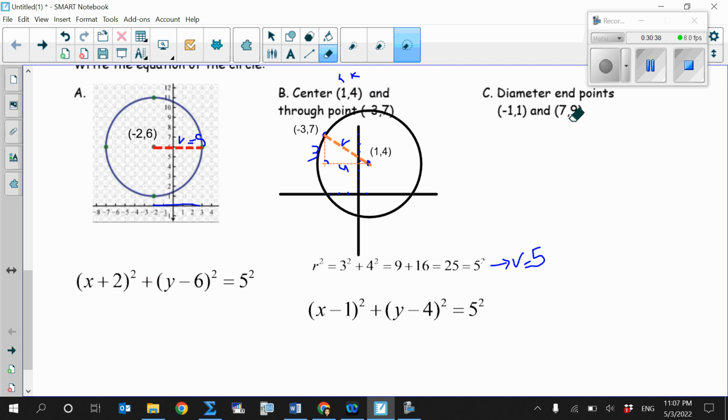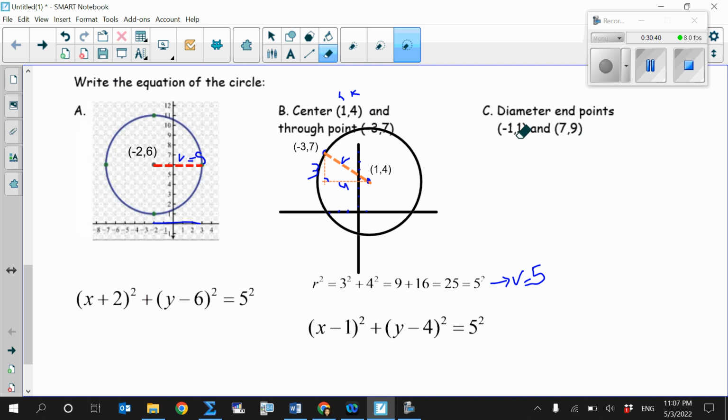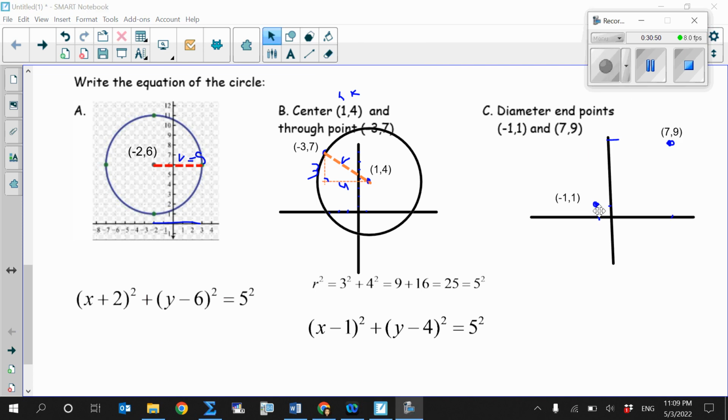Okay, now let's go to the next one. This time we have a circle that has diameter endpoints at -1 and 1 and 7 and 9. So let's graph these points first. Okay, so here are the 2 points, -1 and 1 and 7 and 9. So these 2 points are the endpoints of the diameter.